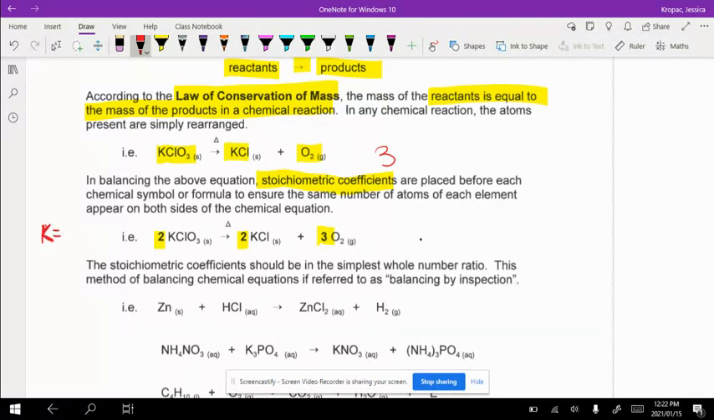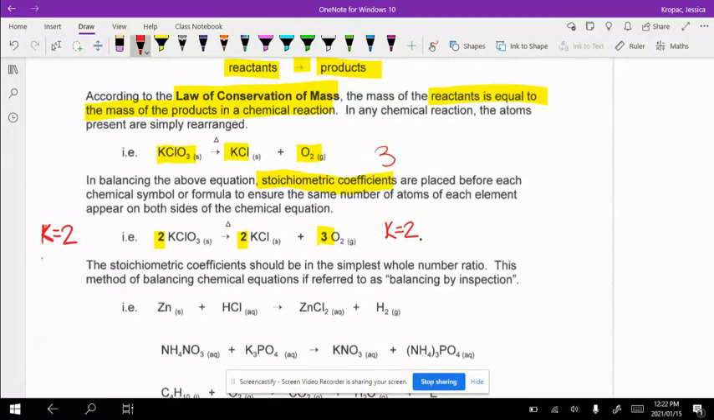So I'm going to count potassiums on the left-hand side. You can see that there's a big 2 in front of the K. So what that means is I have 2 potassiums on the left-hand side. On the right-hand side, same idea. I have a big 2 in front of that K. So what that means is I have 2 potassiums on the right-hand side.